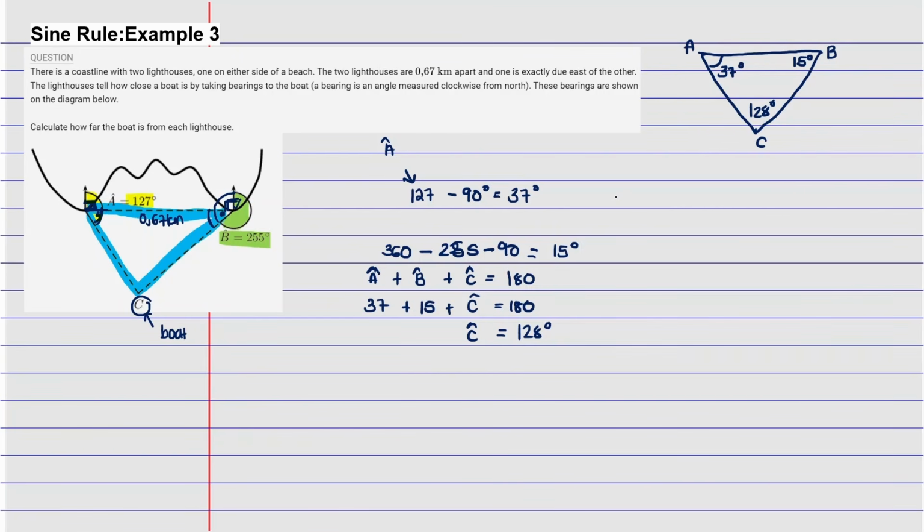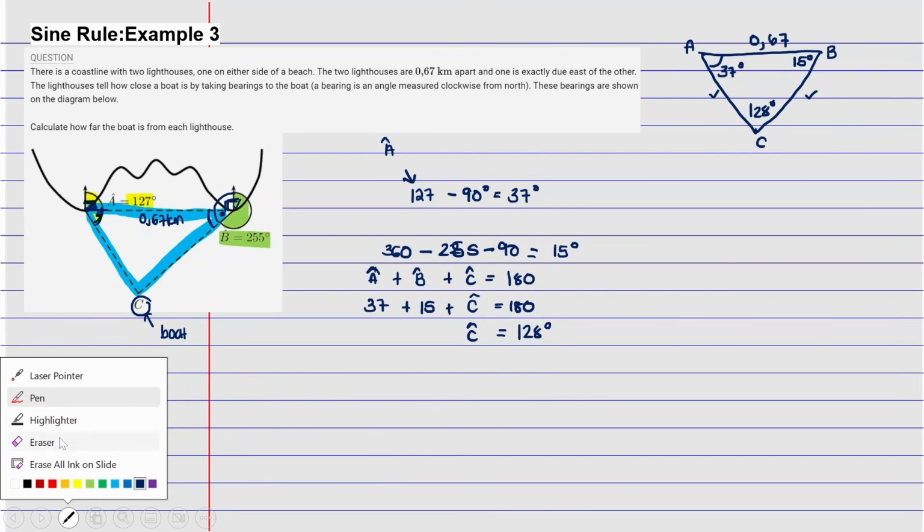It's sorted, right? Remember that since we have all the angles and we know the side is 0.67, because this is the distance between the lighthouses, now we're looking for this and we're looking for this, right? Do you see that we can use the sine rule?